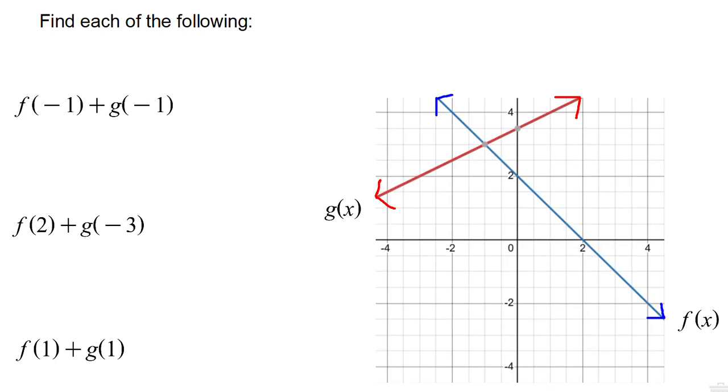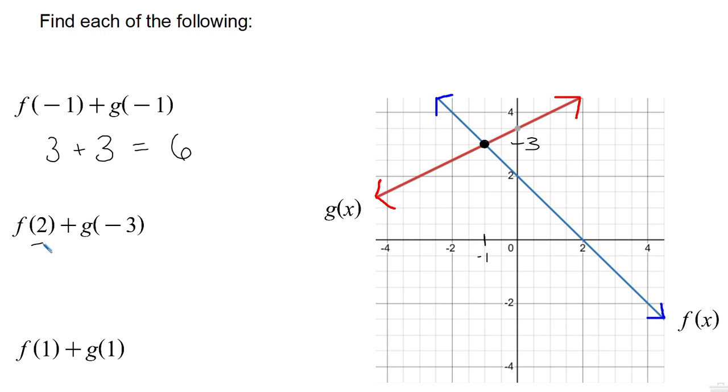To find f of negative 1 on this graph, we just go to negative 1 and look at the value of f of x. And we can see, since that's where they intersect, the value of f of x and g of x are the same there. They're both equal to 3. Halfway between 2 and 4 would be 3. So f of negative 1 is 3, and g of negative 1 is 3. 3 plus 3 gives us 6.